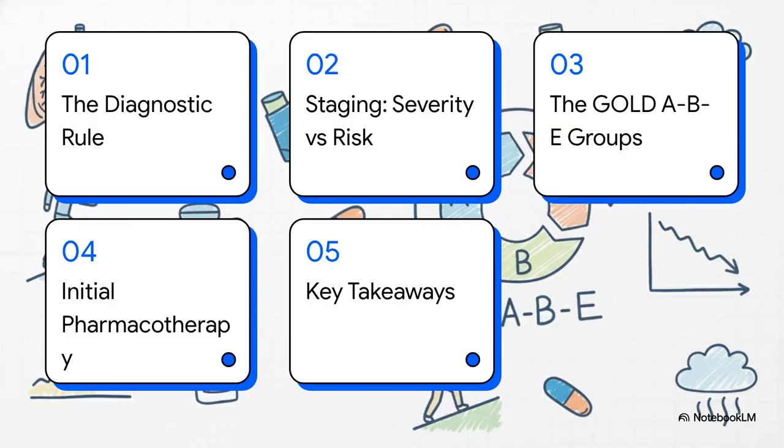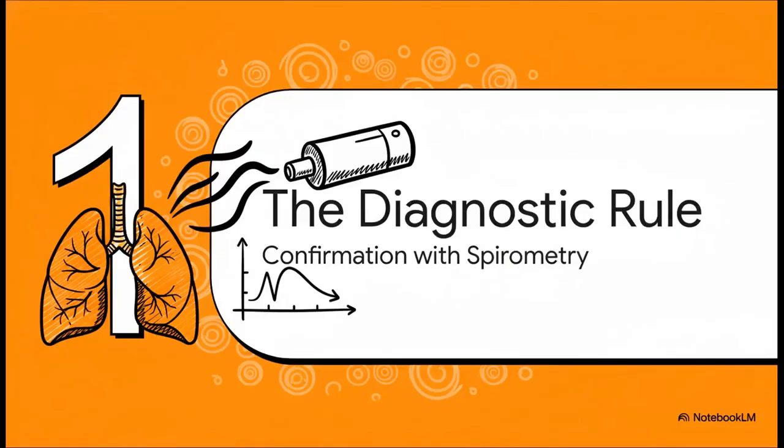So here's our game plan. We're going to walk through this just like you would with a real patient. First, how do we lock in the diagnosis? Then, how do we properly stage the disease? After that, we'll dive into the new ABE groups, which is a real game changer. Then the fun part, choosing the right initial meds. And we'll wrap it all up with the absolute must-know takeaways. Let's jump in.